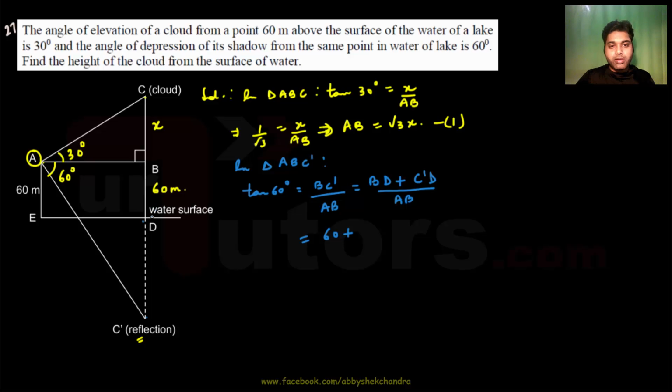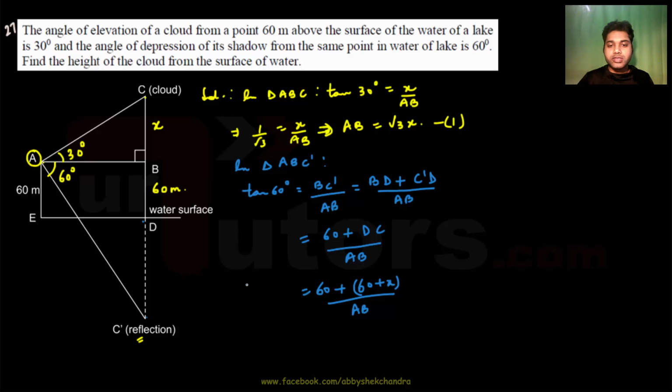Now see, because this C dash is the reflection of the cloud, therefore the distance of the image is equal to the distance of the object from the reflecting surface. So DC will be equal to DC dash. So C dash D, I can write it as DC by AB. Now what is DC? DC is DB plus BC. That means it's 60 plus X by AB.